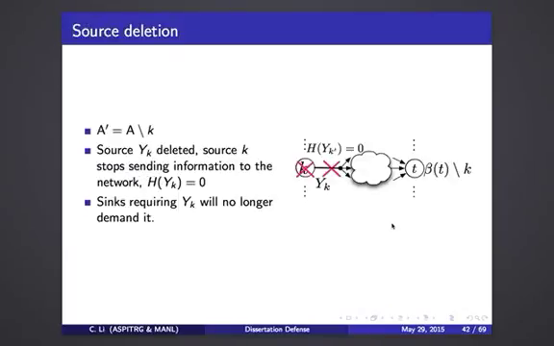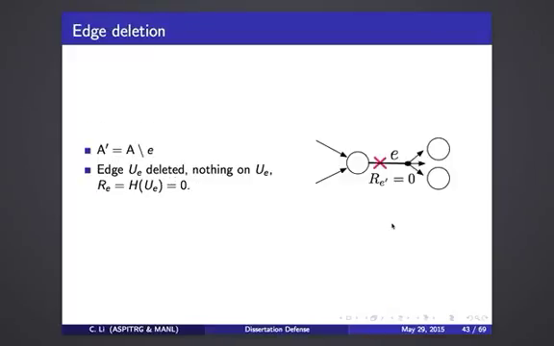So our first operation is the source deletion. As the picture shows, when the source Y_k is deleted, it stops sending information to the network. It is equivalent to saying, okay, I set the source entropy H(Y_k) to be 0. And the things requiring Y_k will no longer demand it. The second operation is the edge deletion. So similarly, when edge e is deleted, there's nothing on edge e. So it is equivalent to setting the capacity L_e to be 0.